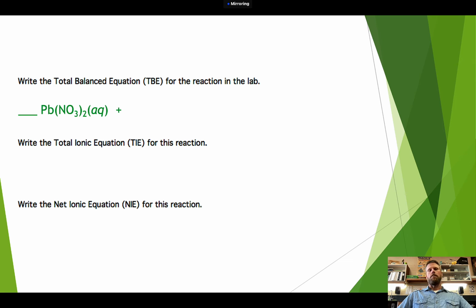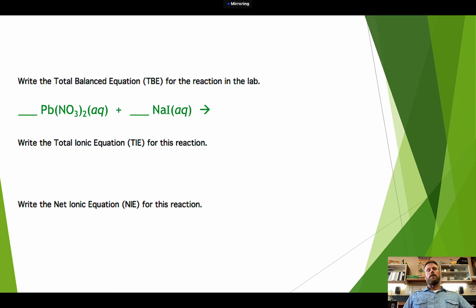That involves both of my reactants, lead nitrate and sodium iodide. They reacted to form products. This is an ionic precipitation reaction. One of the products was a solid, the other was an AQ. We have to figure out what those products are.